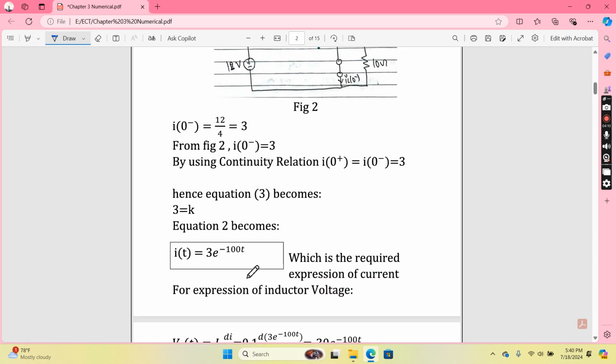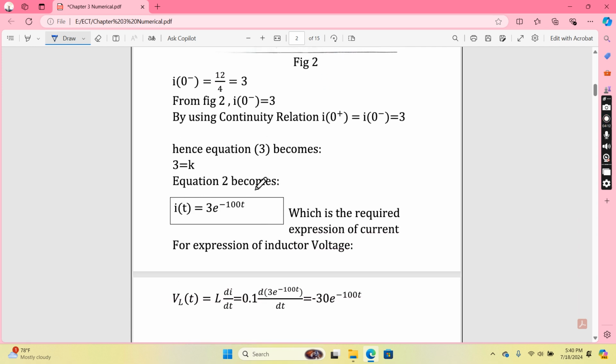Hence equation 3 becomes 3 equal to k. Equation 2 becomes I equal to 3 e to the power minus 100t, which is the required expression of current. We have found the expression of current.